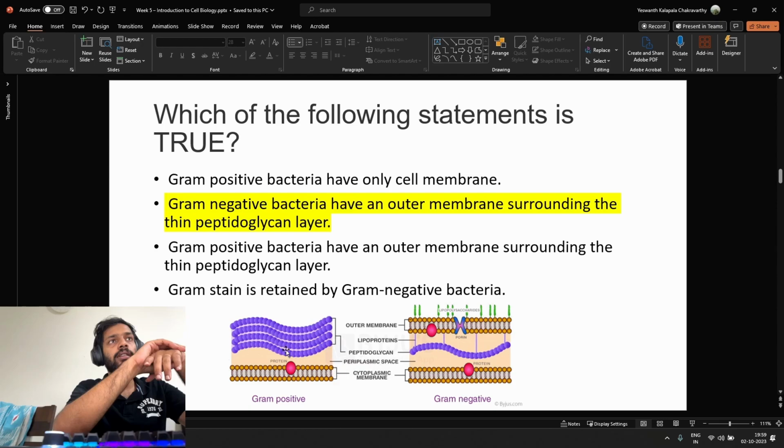Essentially, both of them have a peptidoglycan layer apart from the cell membrane. The peptidoglycan layer is very thick in gram-positive bacteria, but thin in gram-negative bacteria. However, gram-negative bacteria have an outer lipopolysaccharide membrane that surrounds this peptidoglycan layer. Okay.